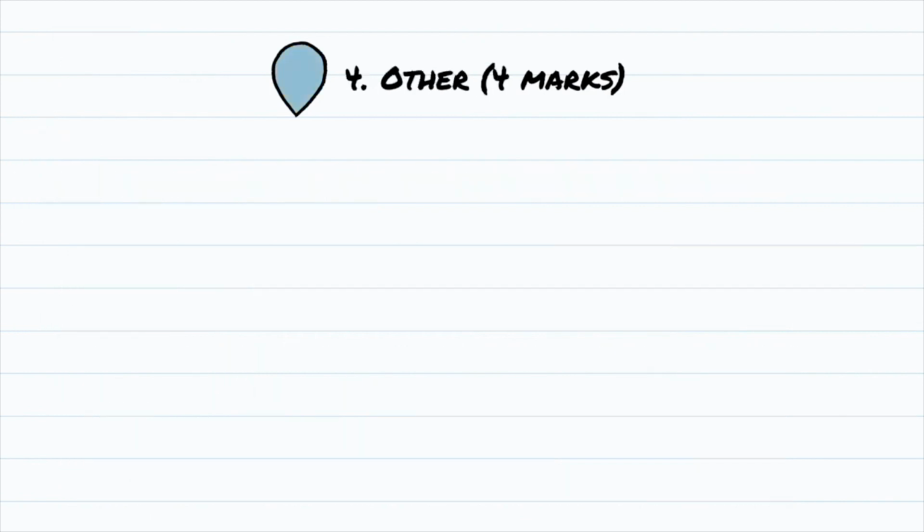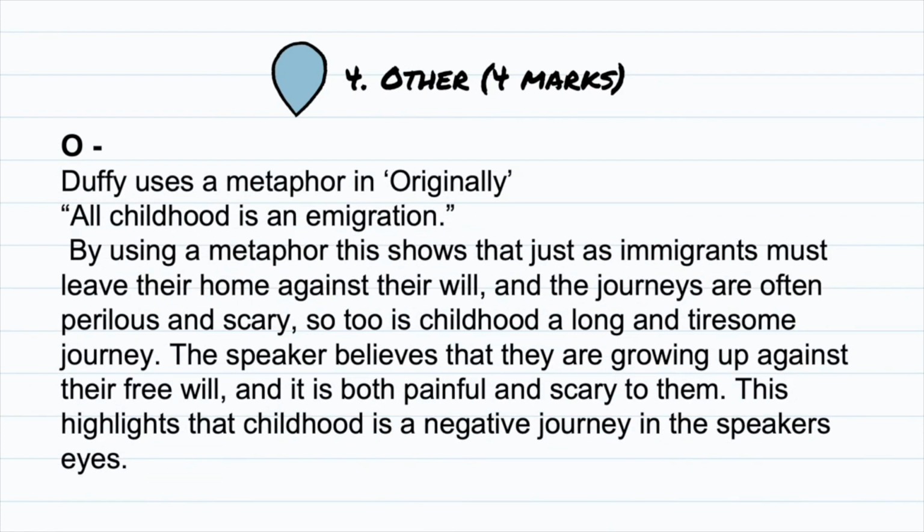This brings us on to the last part of the 8-marker, which is decidedly the hardest part. Usually National 5 candidates lose marks here, partly because they're running out of time, but also because they do not put enough insurance answers in. I'm going to give you in detail examples of what insurance answers should look like. I put O because O stands for other. Duffy uses a metaphor in originally.